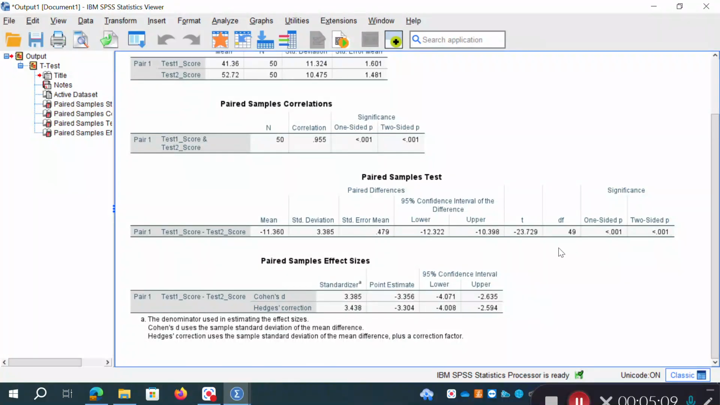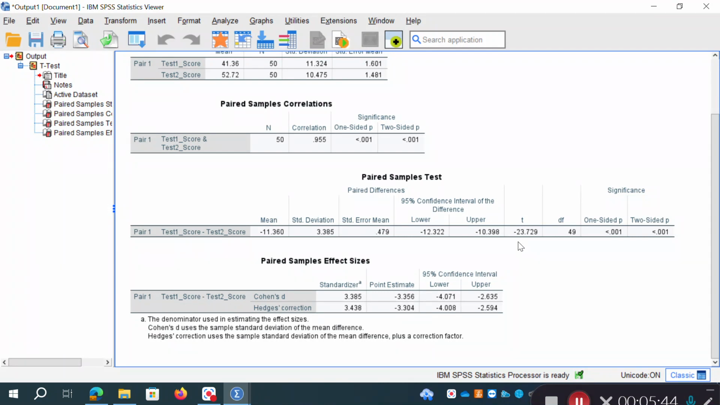The fact that it has a negative value in front of it doesn't really matter when you report a t-test. The only thing you're really interested in is the absolute value of that test statistic. So you could just report this as 23.729. The fact that it's negative is just a function of which group was subtracted from which other. The test 2 mean was subtracted from the test 1 mean, so a smaller value had a larger value subtracted from it, and that's given us a negative result.